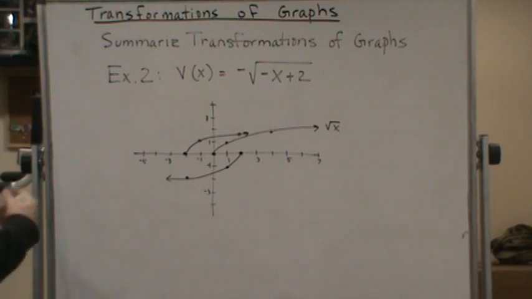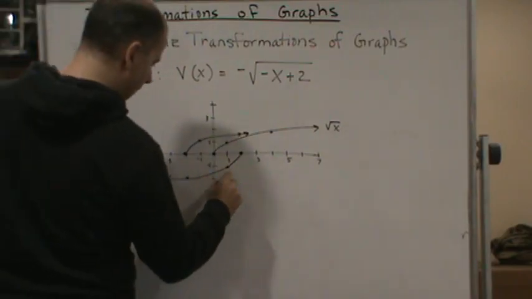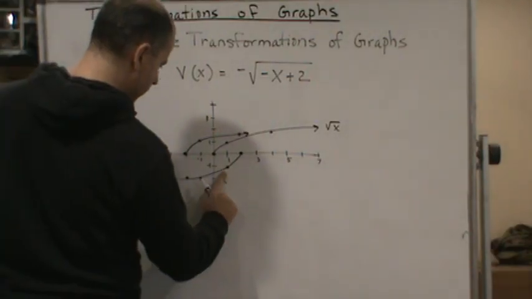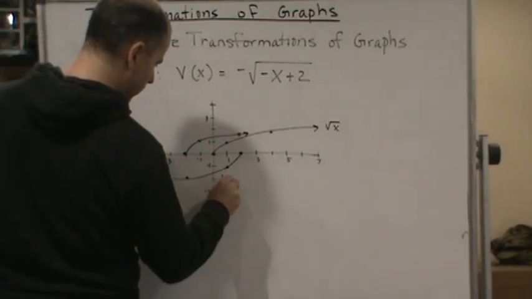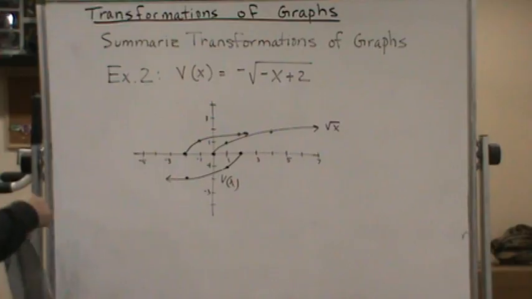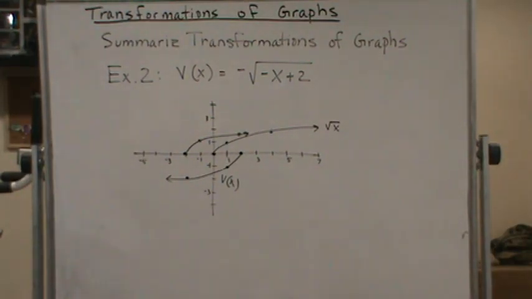Okay. Now, in this case, there are no vertical translations, no vertical shifts. So we're done. So this graph here represents v of x. All right, that's it.